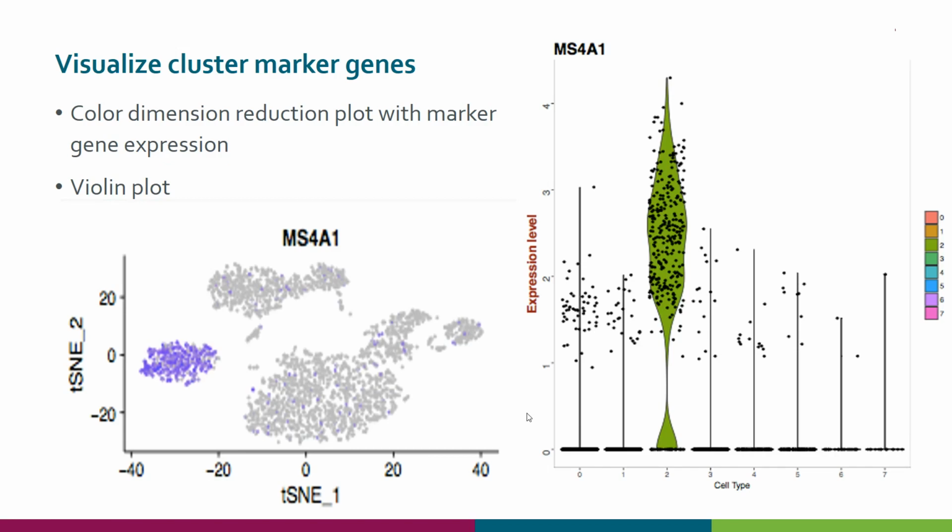We can also visualize the cluster marker genes. So for example, we can color these tSNE plots or UMAP plots with expression level of a particular gene. And you can also produce violin plots like this. So for example, here we see that this gene is a very good marker for cluster number 2.